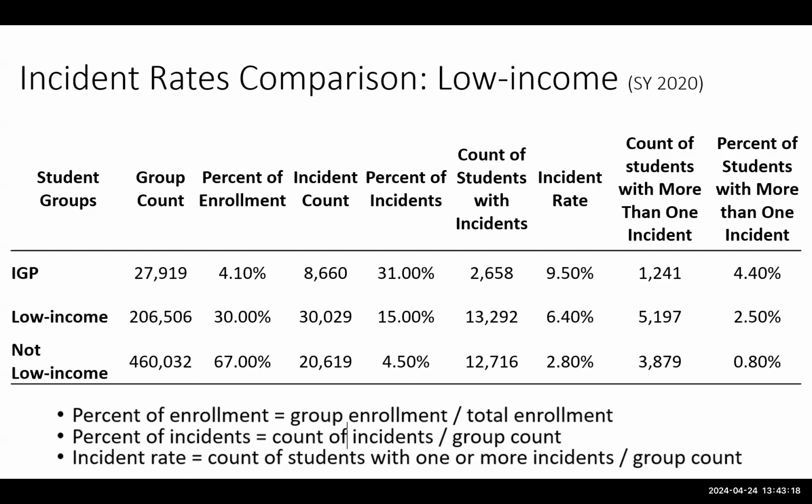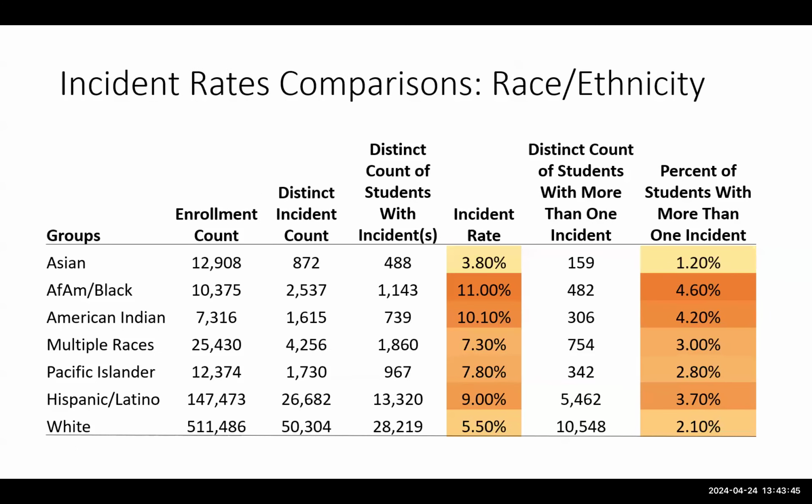And you can see right away in this table some pretty serious disparities. If you look at the percent of incidents, you see for IGP 31%. The incident rate for that group is 9.5%, and it goes down from there. Low income 6.4 and not low income 2.8. So students who have access to fewer resources seem to be having notably higher incident rates than students who do have access to more resources.